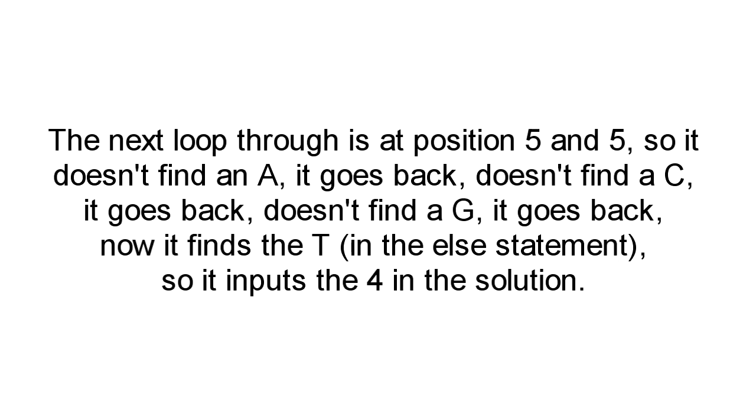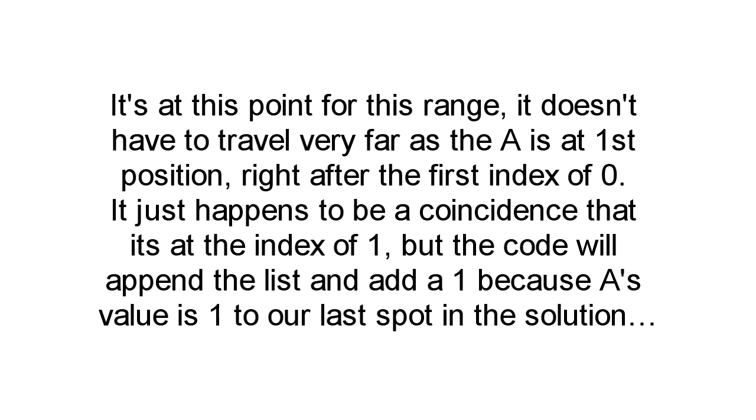The next loop through is at position 5 and 5, so it doesn't find an A, it goes back, doesn't find a C, it goes back, doesn't find a G, it goes back. Now it finds the T in the else statement, so it inputs the 4 in the solution. At this point for this range, it doesn't have to travel very far as the A is at the first position, right after the first index of 0. It just happens to be a coincidence that it's at the index of 1, but the code will append the list and add a 1 because A's value is 1 to our last spot in the solution. 100% performance.